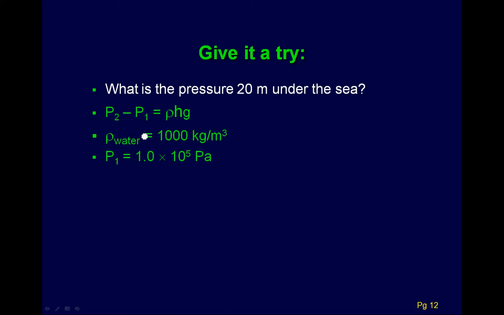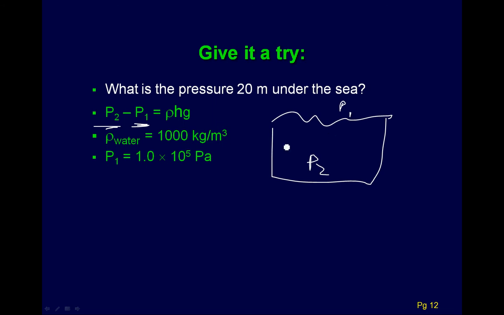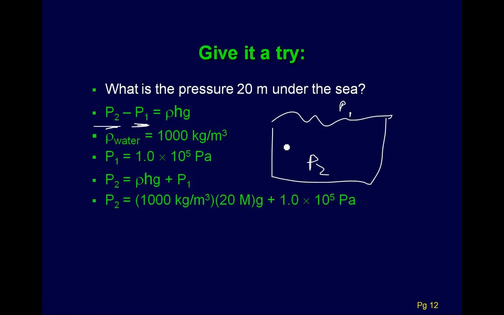In this equation, the way that it works, P1 is always higher than P2. So we're talking about the top of the sea, so P1 will be up here, and then P2 would be the lower one, wherever that might be. You plug that in, so 1,000 times 20, since you're trying to find this 20 meters below, and you add those up, and we get 2.96 times 10 to the 5th Pascal.